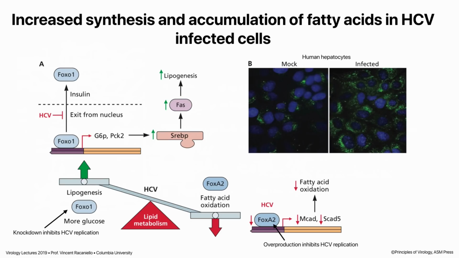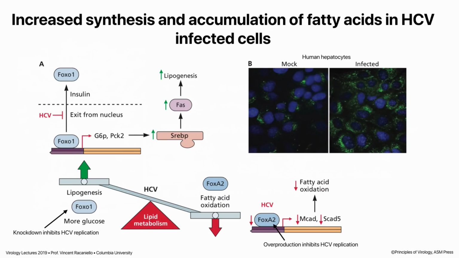And here's an example of that in cells infected with hepatitis C virus. A transcription factor for the synthesis of SREBP is FOXO1. Normally, FOXO1 leaves the nucleus and very little SREBP is made. Hepatitis C virus infection blocks its exit from the nucleus, so it remains in the nucleus where it stimulates the production of SREBP. And as we saw in the previous slide, that stimulates lipogenesis.